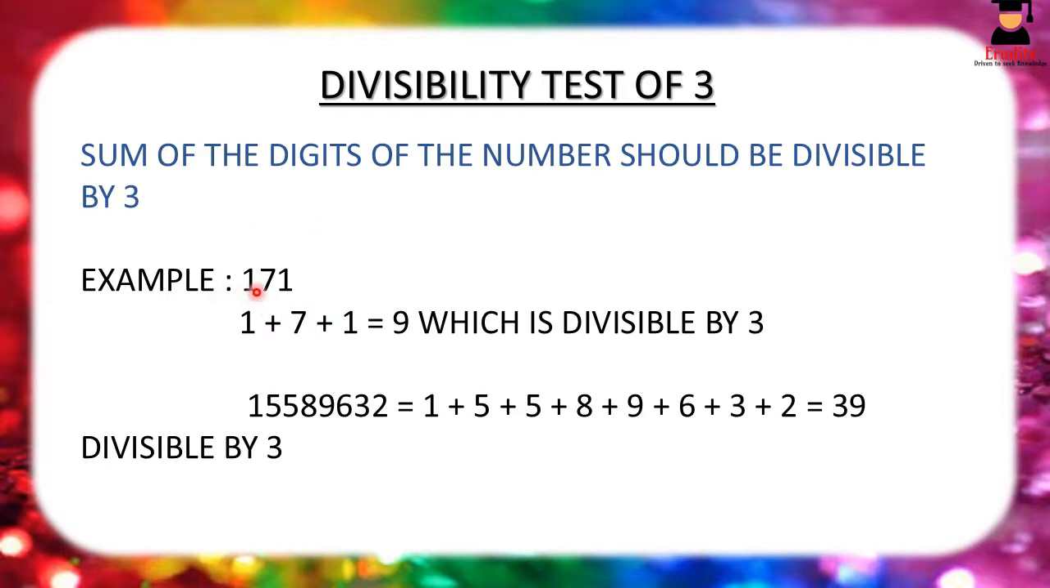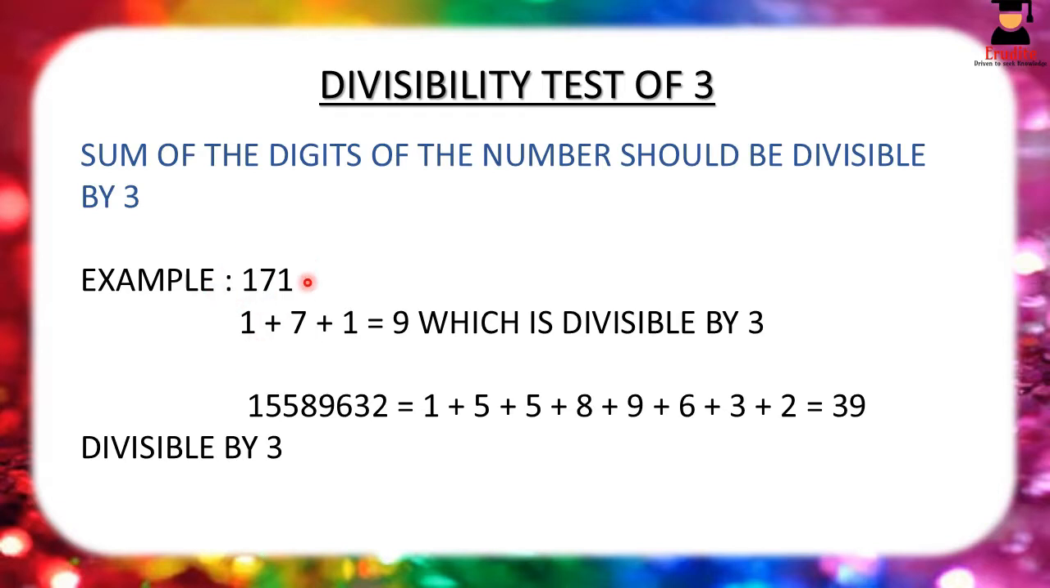So if I need to check if the number is divisible by 3 or not, I'll take the sum of the individual digits. So the sum is going to be 1 plus 7 plus 1, which would be 9. Now 9 is actually divisible by 3. So since the sum of the digits is divisible by 3, I would say that my 171 is completely divisible by 3.